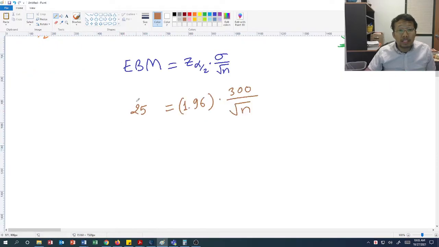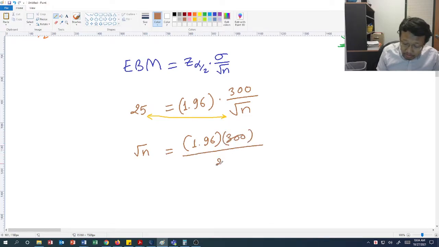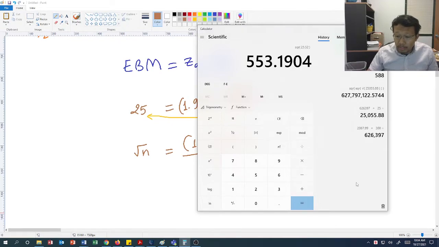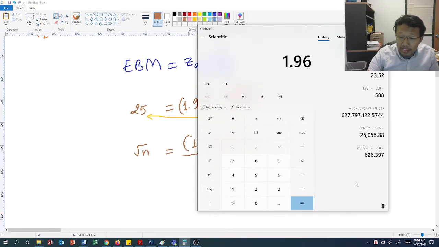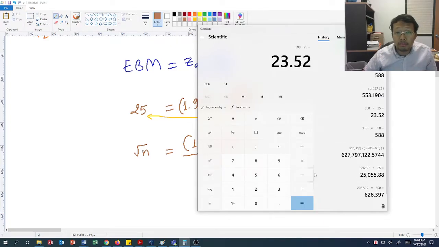For that, I will simply interchange this root n and 25. I'm just cross multiplying them. Cross multiplying gives me root n equals 1.96 times 300 divided by 25. That looks good. So now let us work on this one. This is simply 1.96 times 300 divided by 25, and that's 23.52.